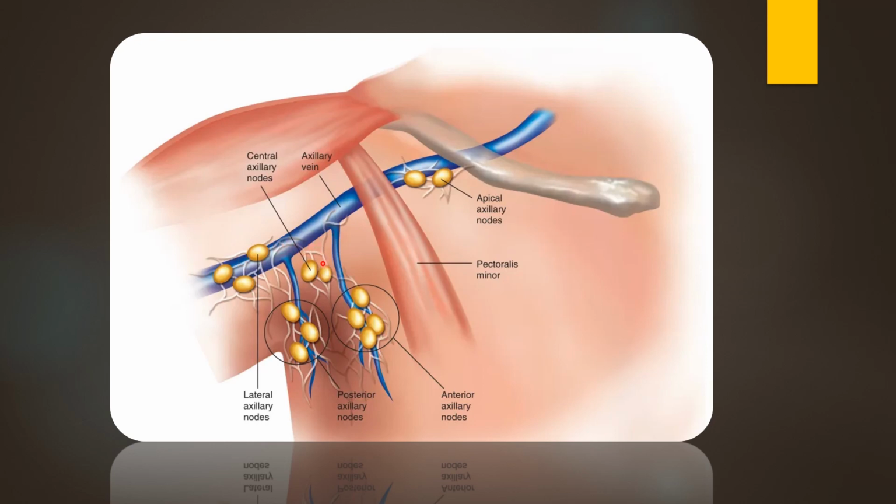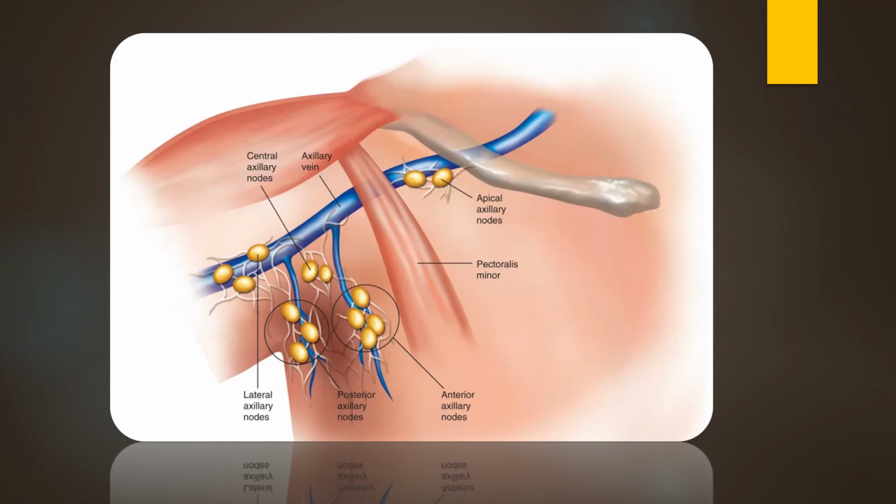Then the next one is the central group. The anterior, posterior, and lateral axillary lymph nodes drain into the central axillary lymph nodes, which are located in the base of the axilla. The efferent vessels from the central axillary lymph nodes go to the apical axillary lymph nodes.